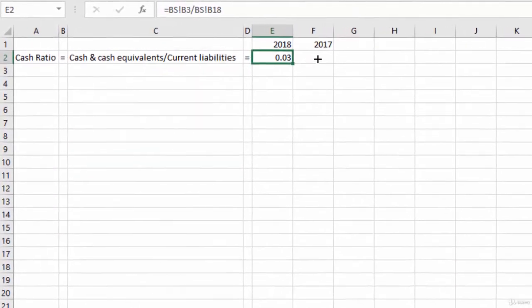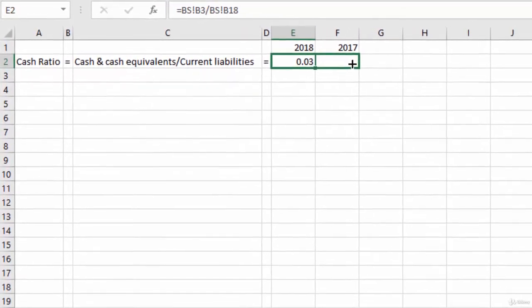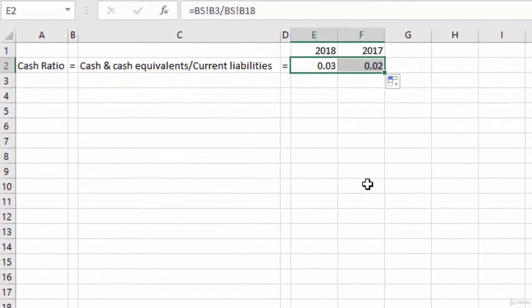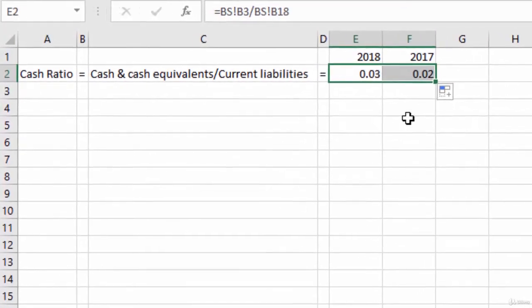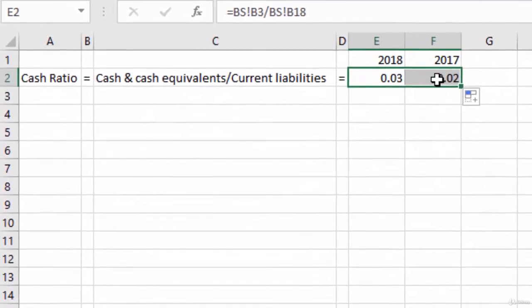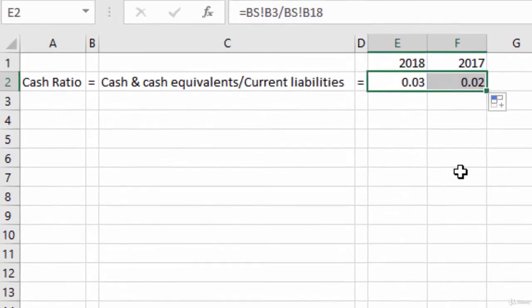We can just copy the formula in the adjacent cell for 2017 and we will get it for the year 2017. You can see that the cash ratio has increased in 2018 compared to that in 2017.